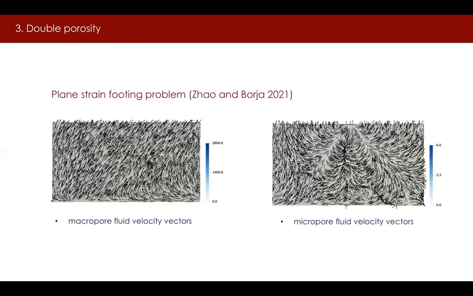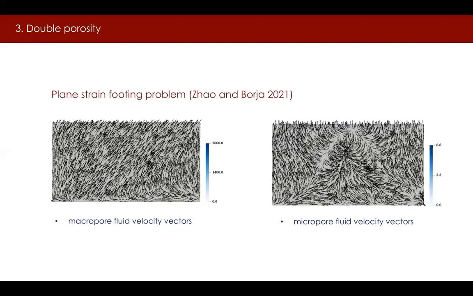Now, let's take a look at the fluid flow through the micropores. Even though the micropore permeability was assumed to be isotropic, the anisotropy in the macropore permeability causes the flow in the micropores to be asymmetric as well, although there is more symmetry than the flow through the macropores.